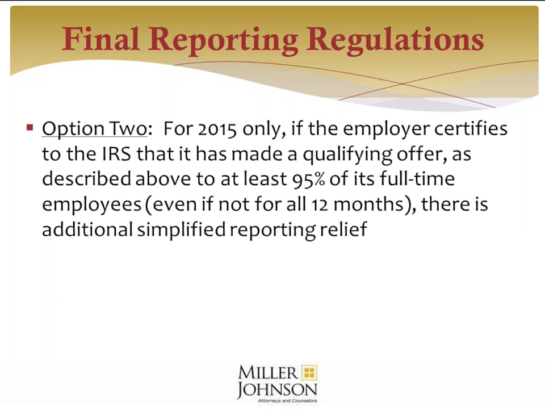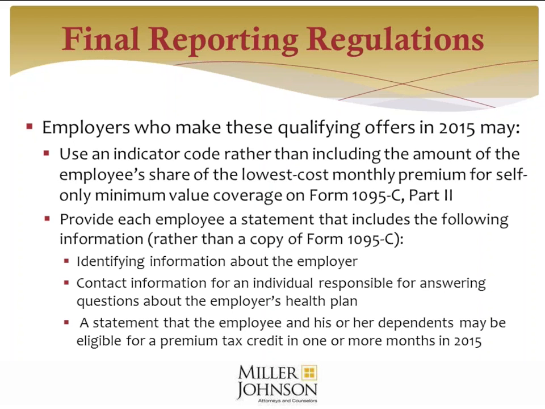Option number 2 is essentially the same as option number 1 and says if an employer certifies to the IRS by checking box B on 1094-C in line 22 that you offered to at least 95% of your full-time employees a qualifying offer, you're going to satisfy the obligations for this qualifying relief. And again, instead of reporting a 1E on line 14 of the employee's 1095, you can report code 1I. And then you again get to skip reporting the lowest cost monthly premium for self-only coverage on line 15.